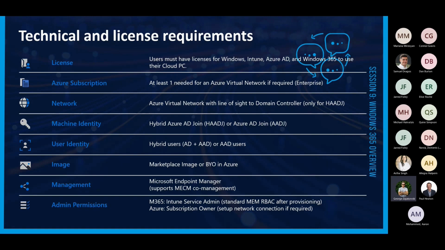You can also do hybrid Azure AD join or domain join, or you've got Azure Active Directory join, right? So 100% cloud only. For user identity, you've got hybrid users, with Azure AD Connect syncing your users up from on-prem, or you've got Azure AD cloud only that can basically be used to assign users to cloud PCs. So if you're running a 100% cloud environment.